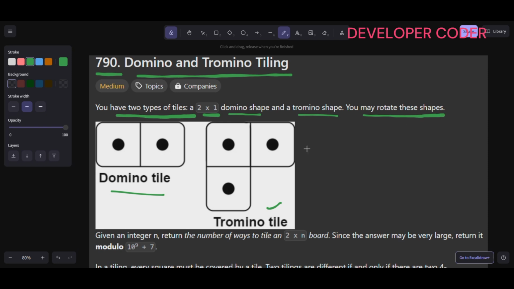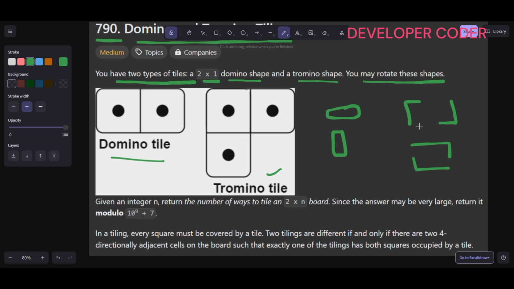So the domino tile, we can place it like this or like this. In the same way, we can place it like this or like this. We can also place it like this and like this. So these are the different ways, if we rotate these shapes, in which we can place these tiles.